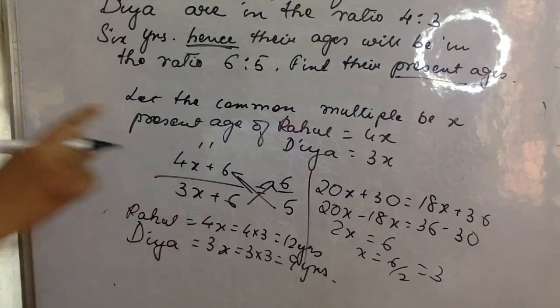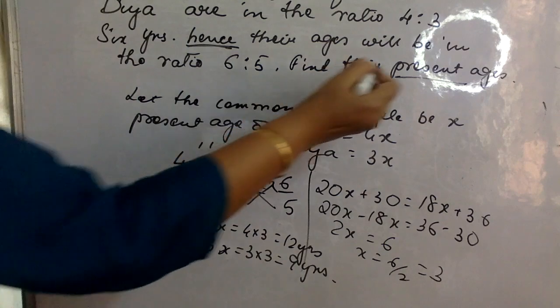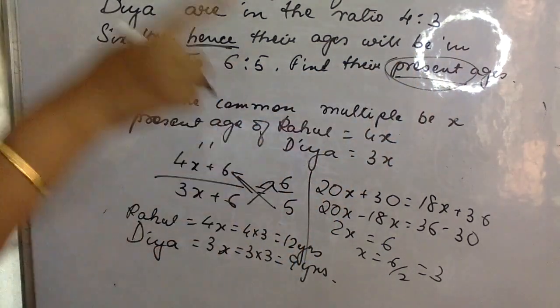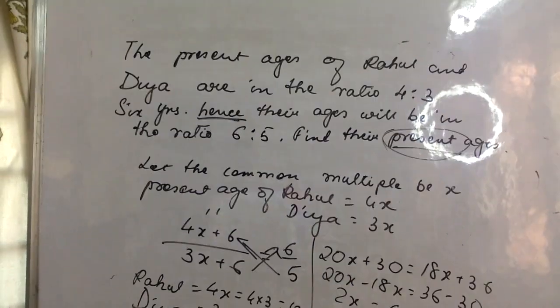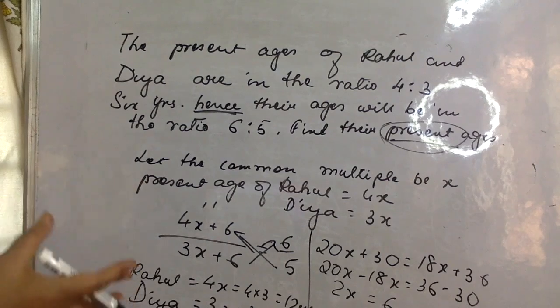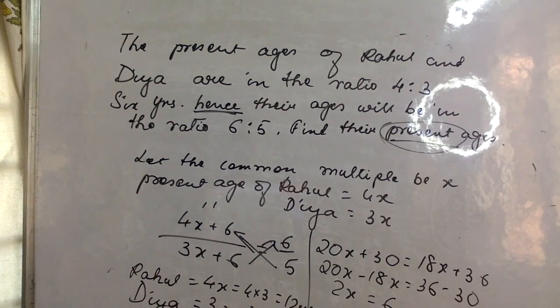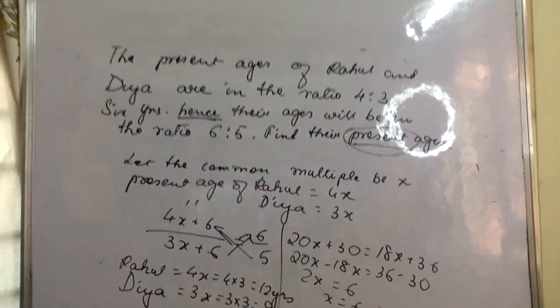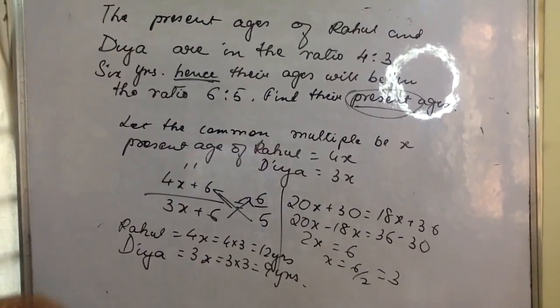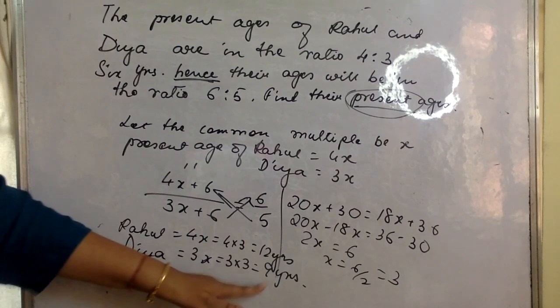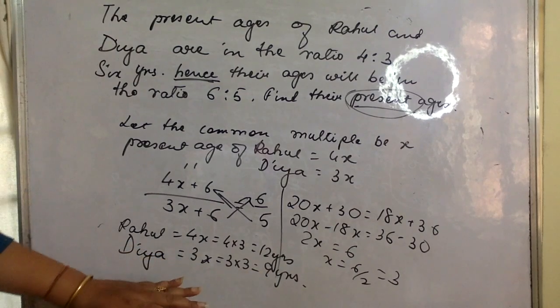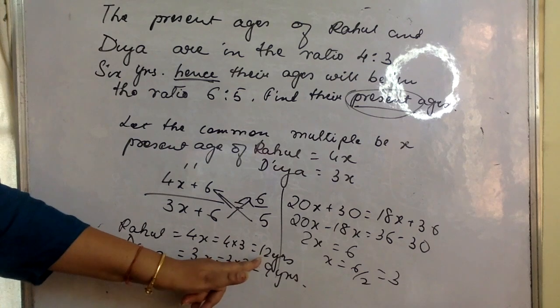Okay, so remember, to see the question properly, what have they asked? Have they asked the present age, or have they asked the age after 3 years or after 6 years? You have to see that clearly first before you start the sum. So this is your answer, 9 years. The second one is 9, the other one is 12.